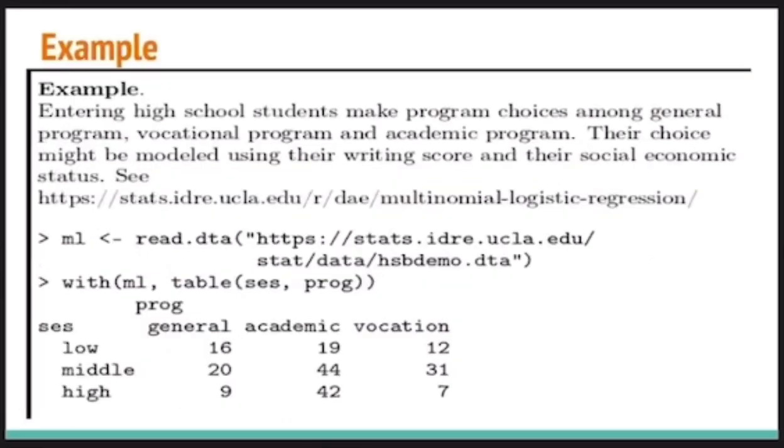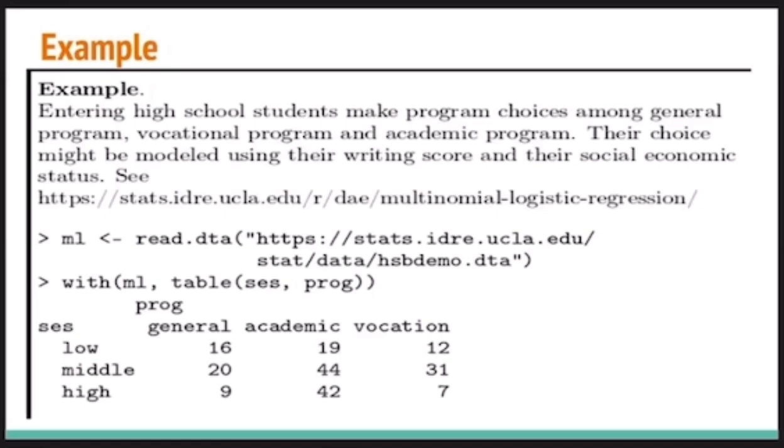Now I want to use this example. This example is coming from the University of California at Los Angeles. The example is entering high school students making program choices among general program, vocational, and academic program. The response variable here is the type of program. How many programs? We have 3 programs. That is more than 2, multiple levels, and they are not ordered. There's no program that is superior.